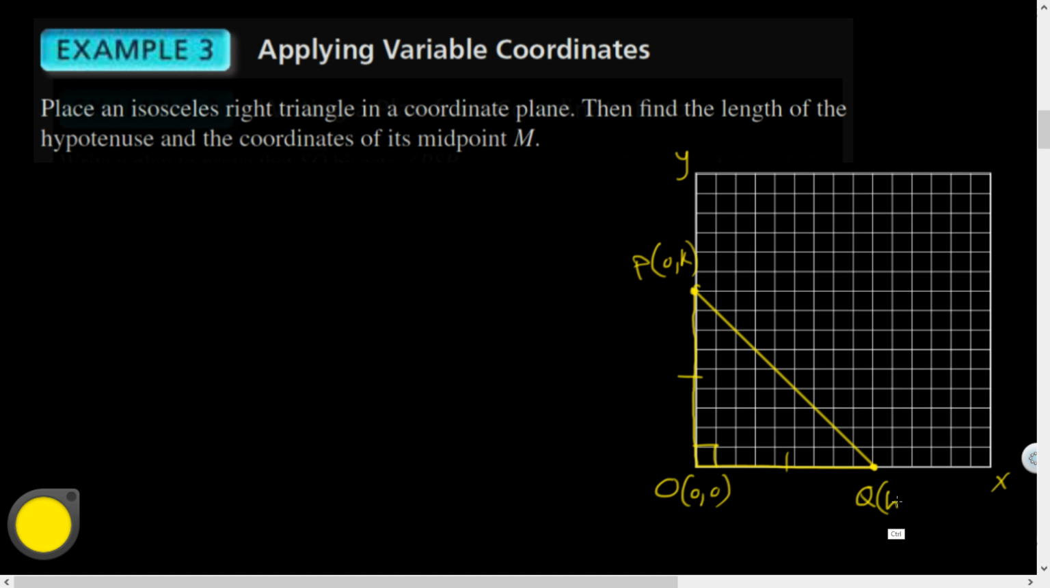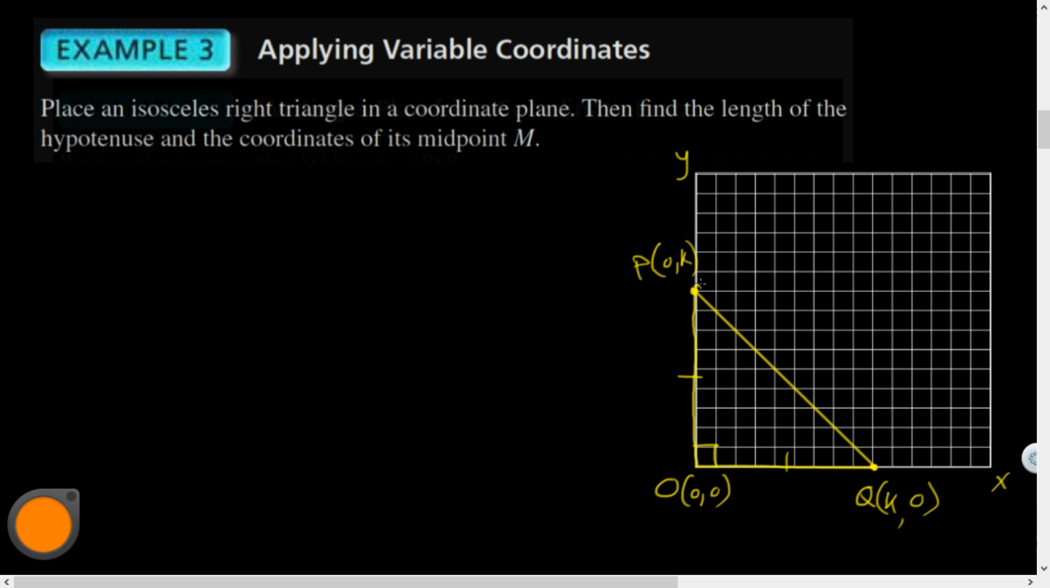Guys, if this is k units, how far is this? That's also k units, right? So what's the ordered pair here going to be? (k, 0). Wow, that's pretty great. All right, if this is isosceles, I knew that this was k units away, and this would be k units away. I could have oriented this triangle a bunch of different ways on my coordinate plane, but I want to do it in a way that's going to be most helpful.